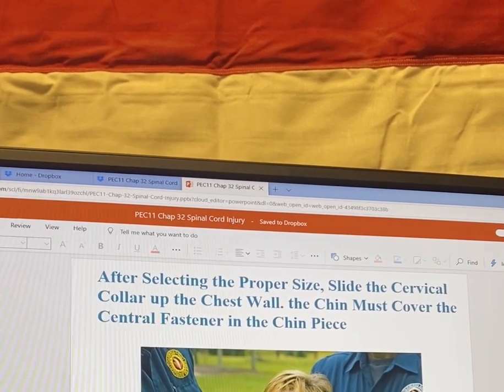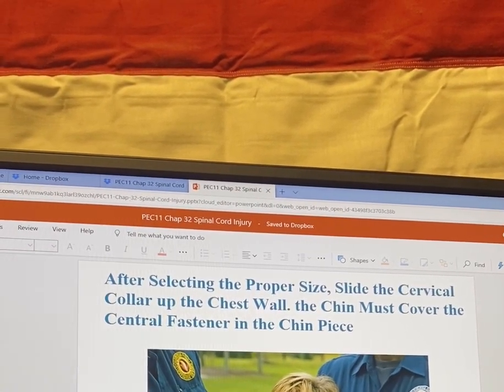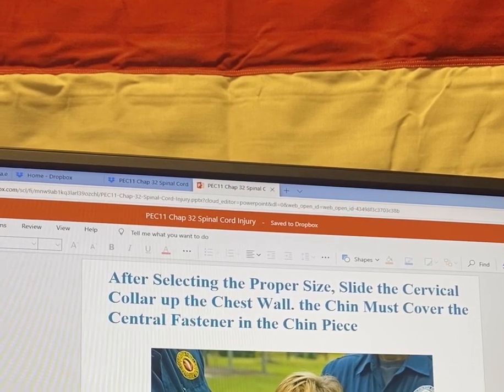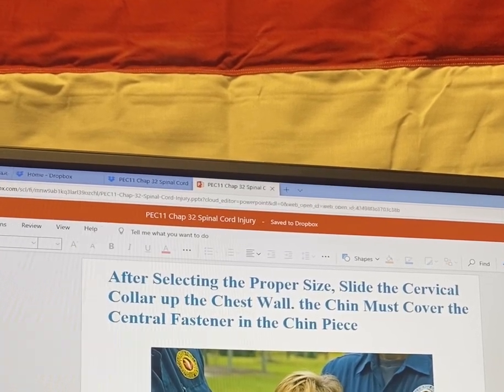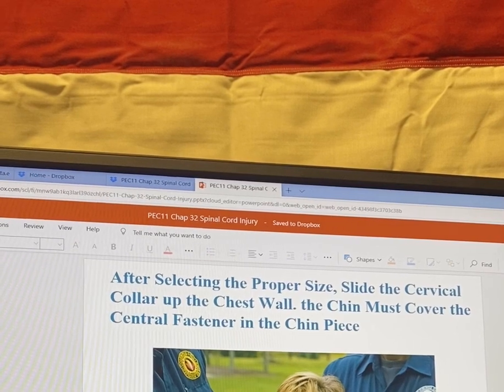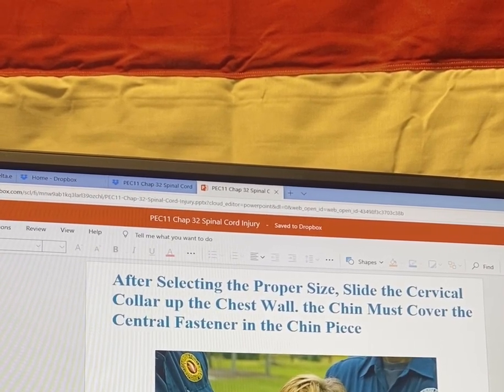Because of the many hazards listed for rigid cervical collars, the soft cervical collar is a viable alternative. You're not going to see many ambulance services carrying these.